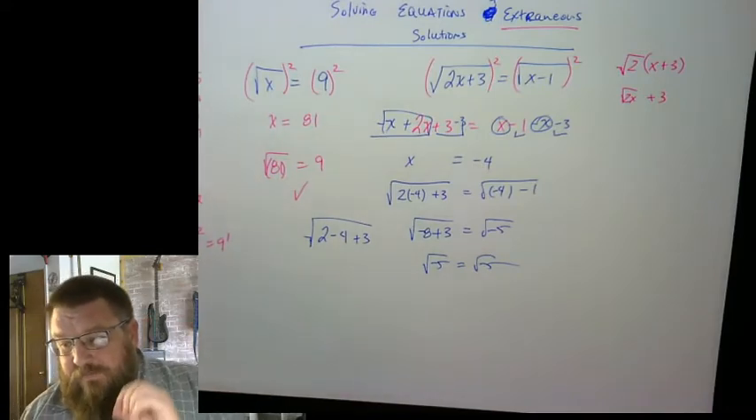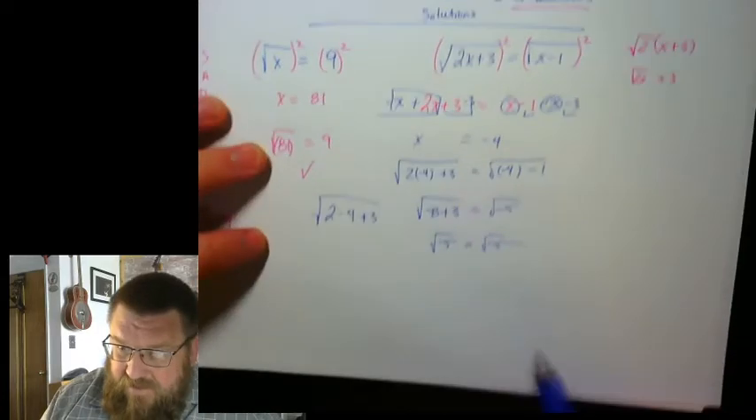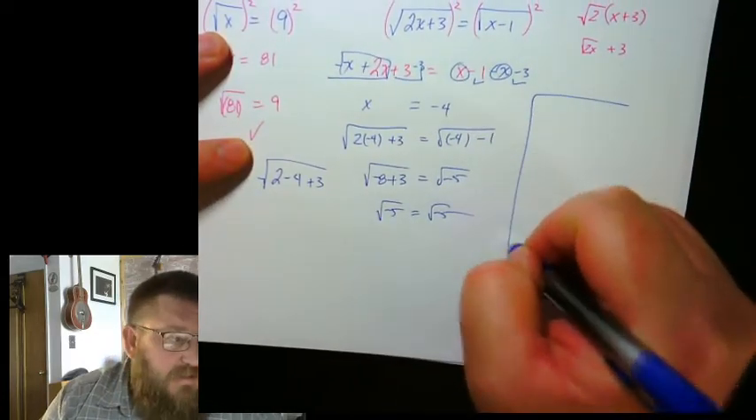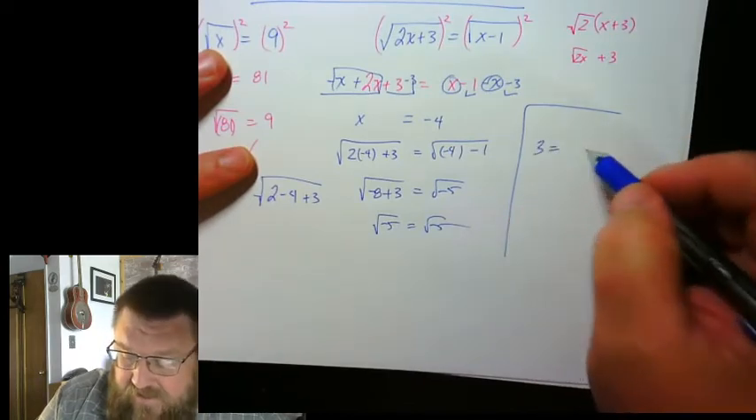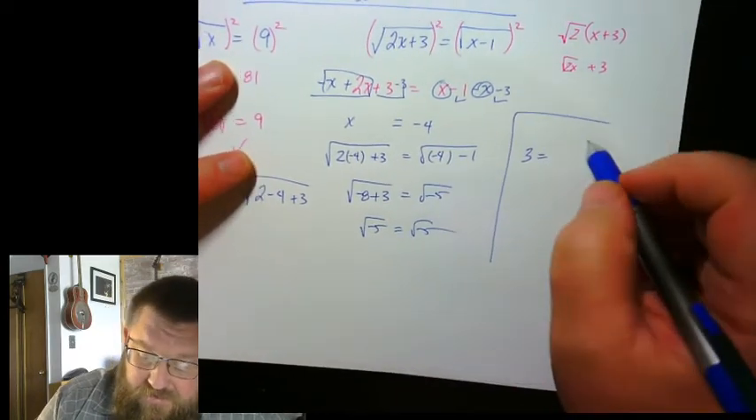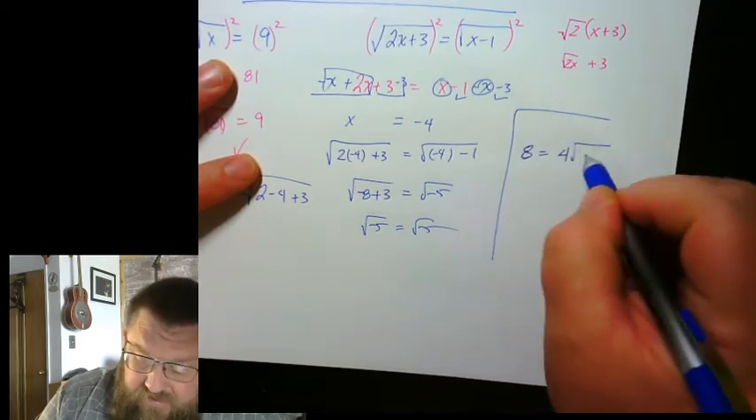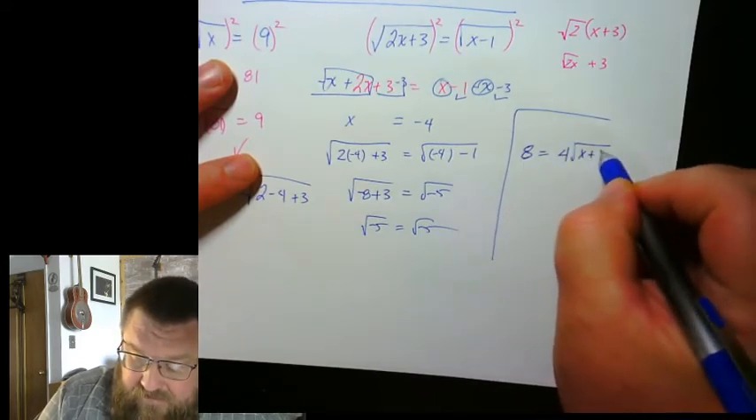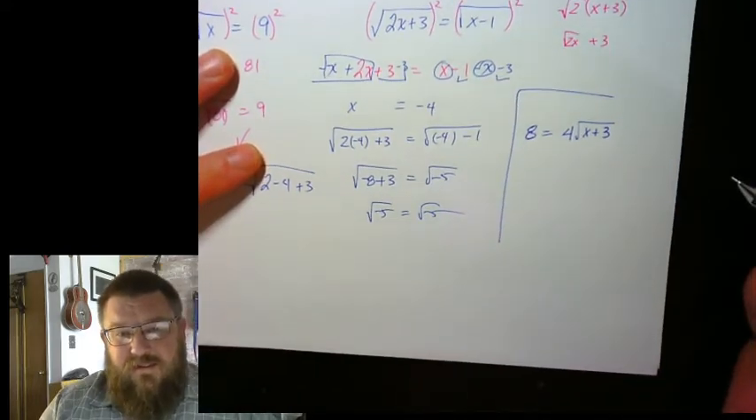So, I hope that's been helpful. Not too bad, right? Maybe you should try one right here. Let's try one. Let's do 8 equals 4 times the square root of x plus 3. Ooh, be careful. Don't let me trick you here. Go ahead and try it.